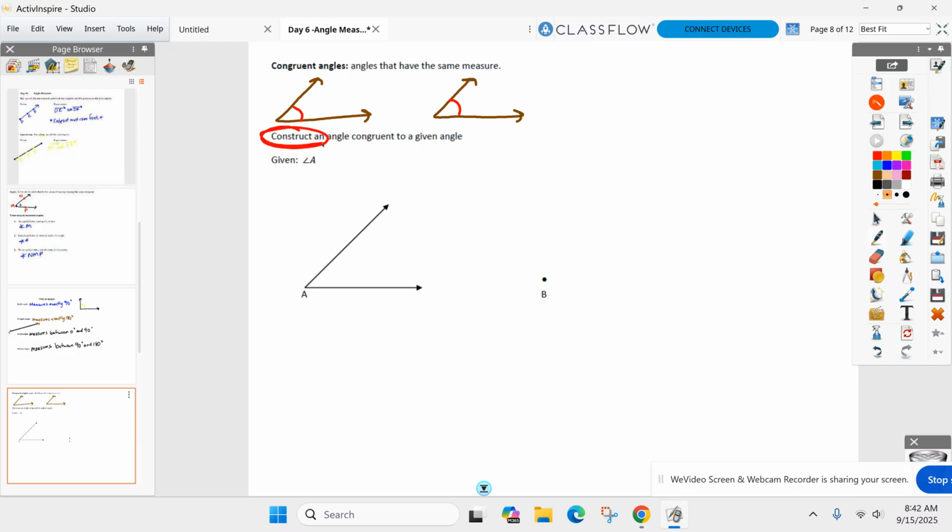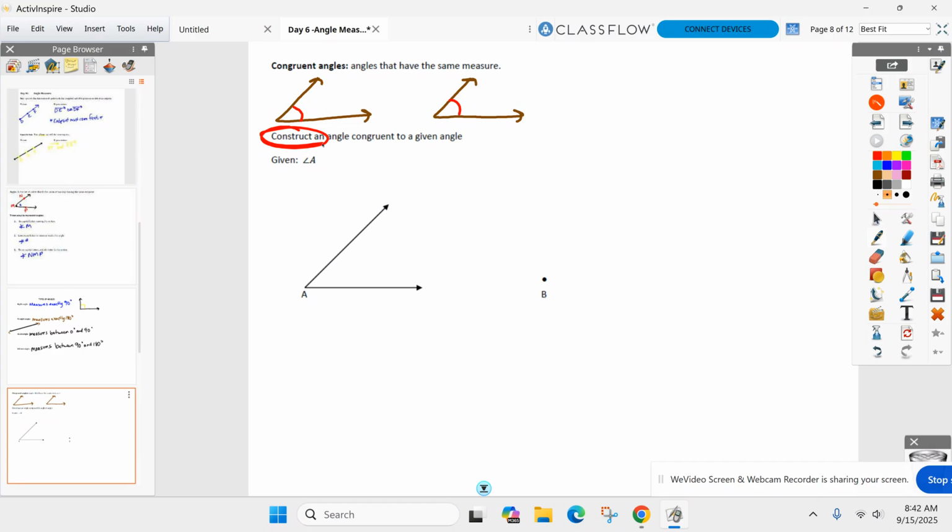All right, it says construct. It's time to pick up our compass and straight edge now. Construct an angle that's got the same measure as angle A. So I want an angle that's got the same degree measure as angle A, but with the vertex at B. All right, first step is the same first step we've had with congruent segment, double a segment, add a segment, subtract a segment.